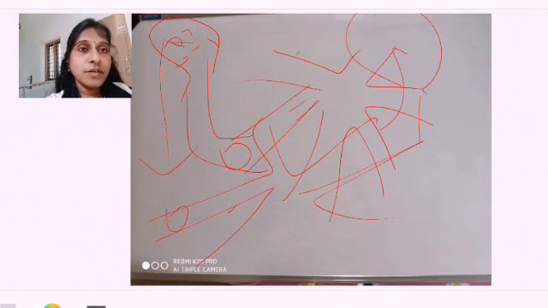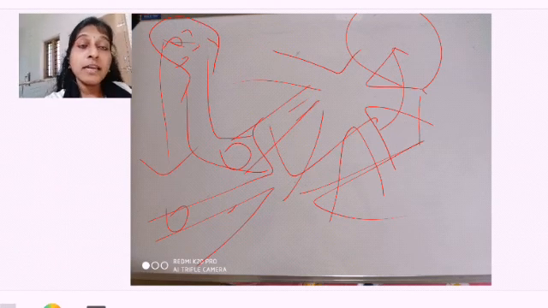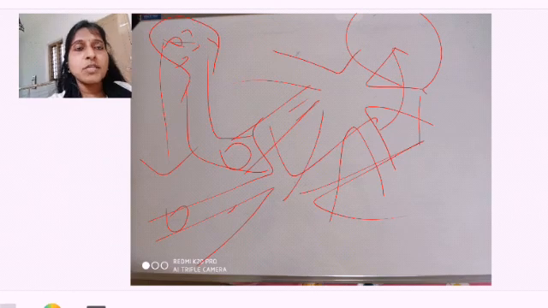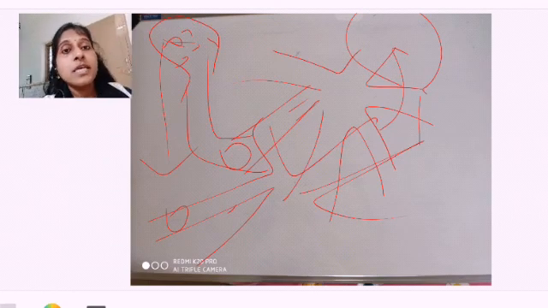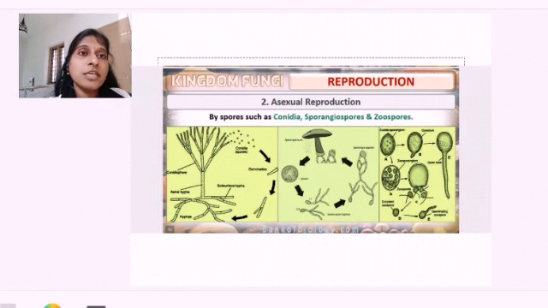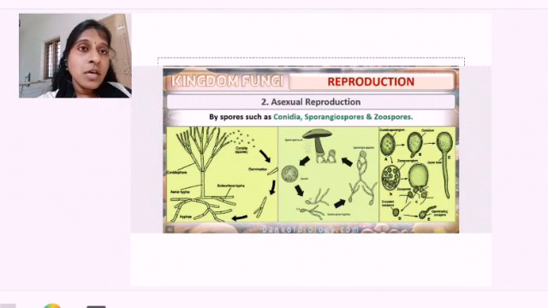So thereafter you can find sporangiospores are again formed. So like that conidiospores are formed, zoospores are formed, and by this method, from one parent only it is produced, isn't it? That's why it is called as what? Asexual reproduction, okay. So asexual reproduction is taking place by structures called conidia, sporangiospores and zoospores.